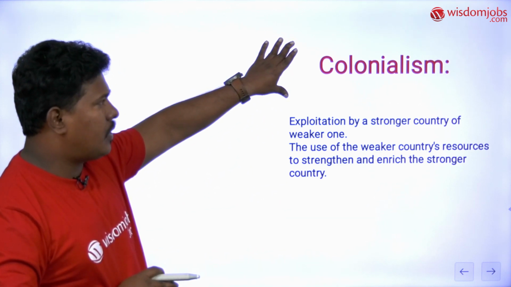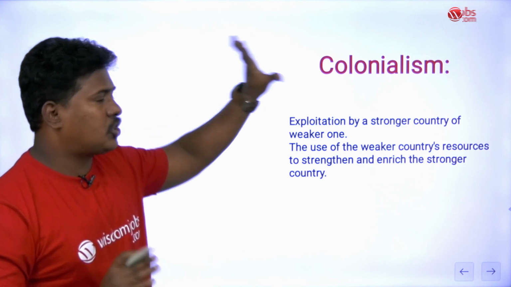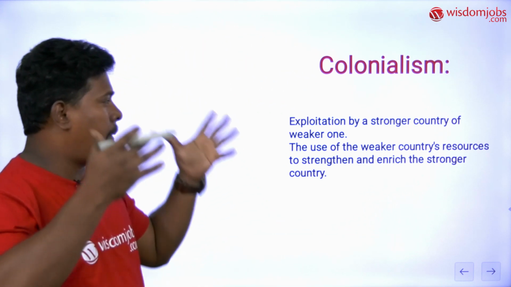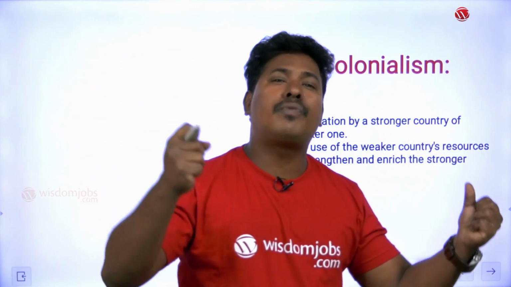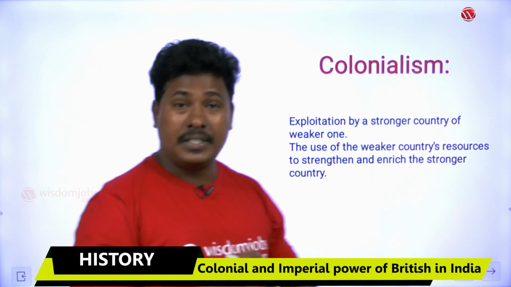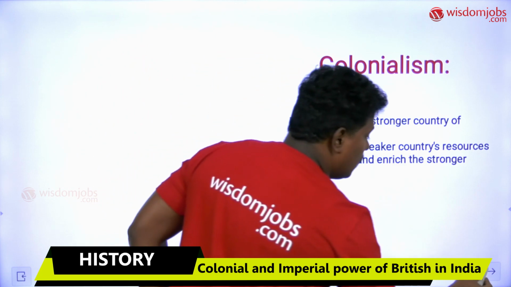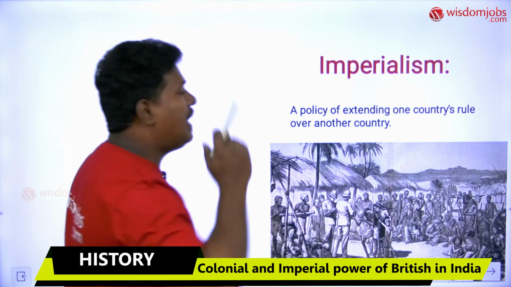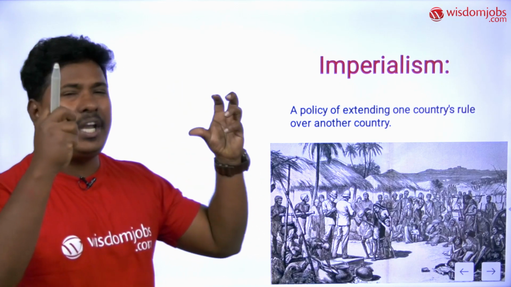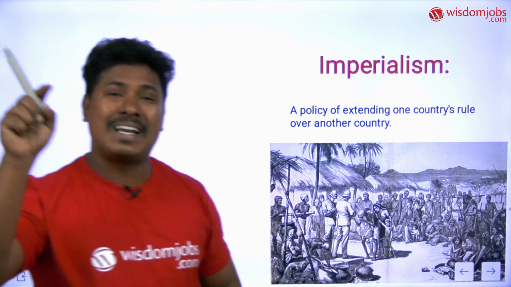So the meaning of colonialism is exploitation by a strong country of a weaker one. The use of the weaker country's resources for growth and development, for strengthening and enriching the stronger country. This is the definition of colonialism. Next, number 2, imperialism. Imperialism is a policy of extending one country's rule over another country.